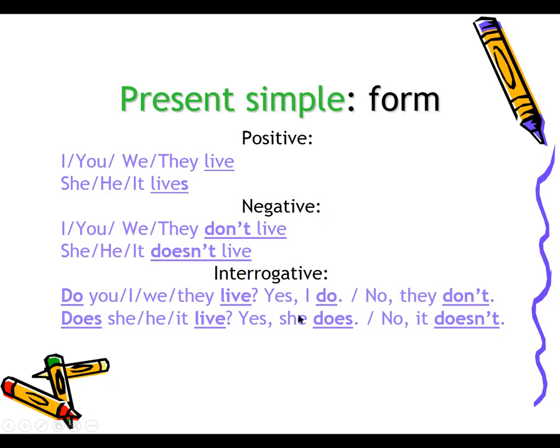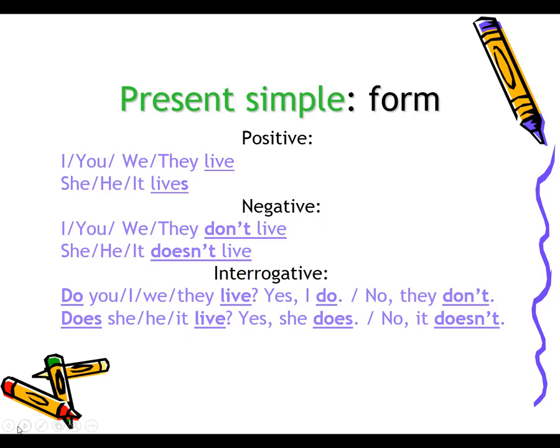Now if you want to make a question with he, she, or it, then does will be used in the beginning. Does he, she, it, whatever, live, that is the first form of verb, will be used. Yes she does, positive reply, and no it doesn't, a negative reply.